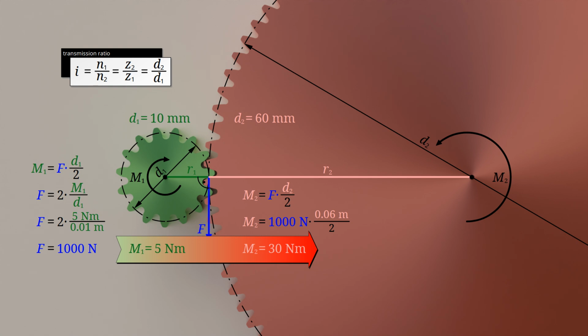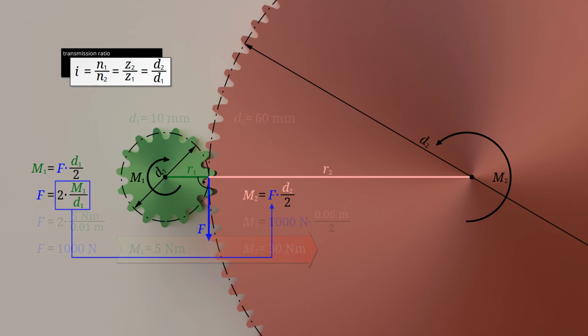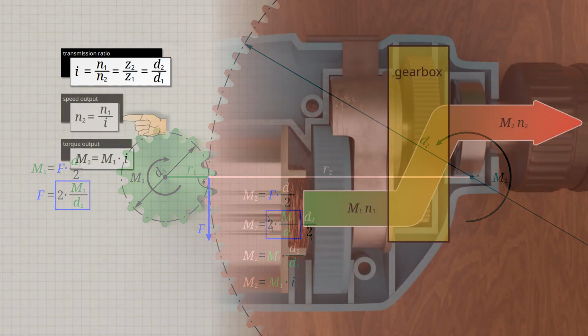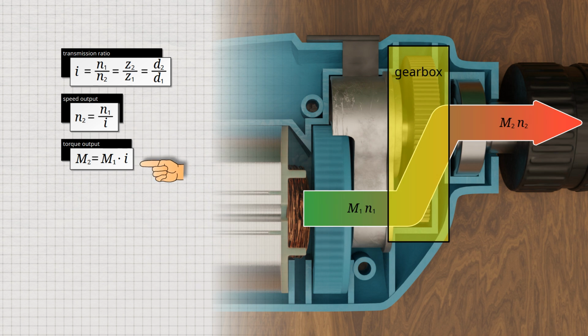We can also show this in general terms. To do this, we use the force formula derived earlier in the formula for calculating torque. It can now be seen that the increase in torque is equal to the ratio of the pitch circle diameters. This in turn corresponds directly to the transmission ratio I. For a given transmission ratio, the change in speed and torque can be determined as indicated.